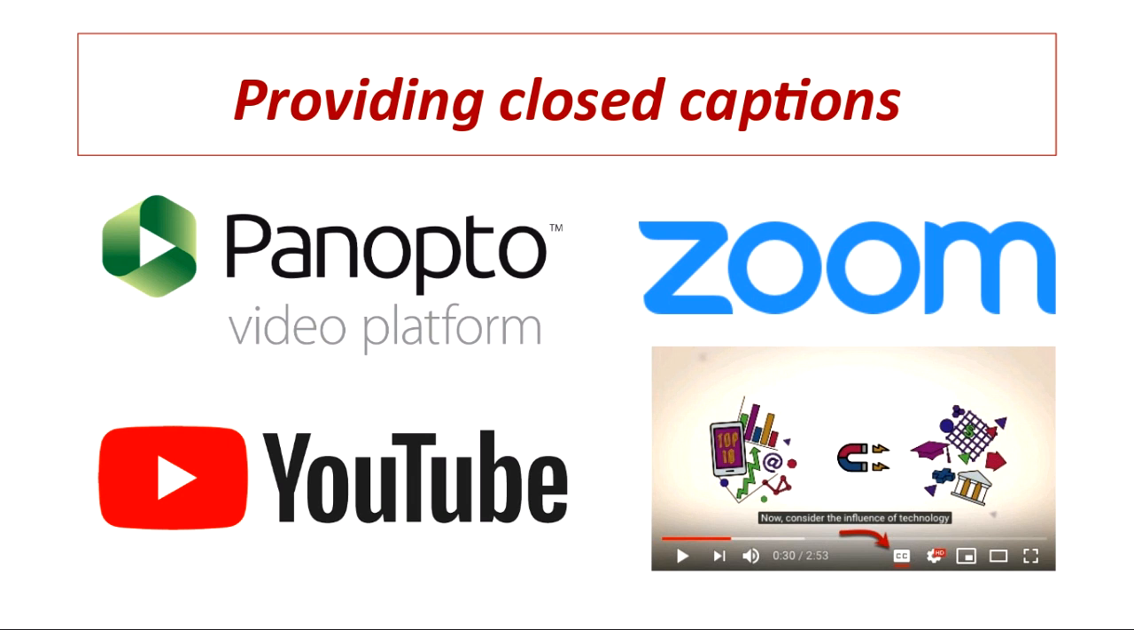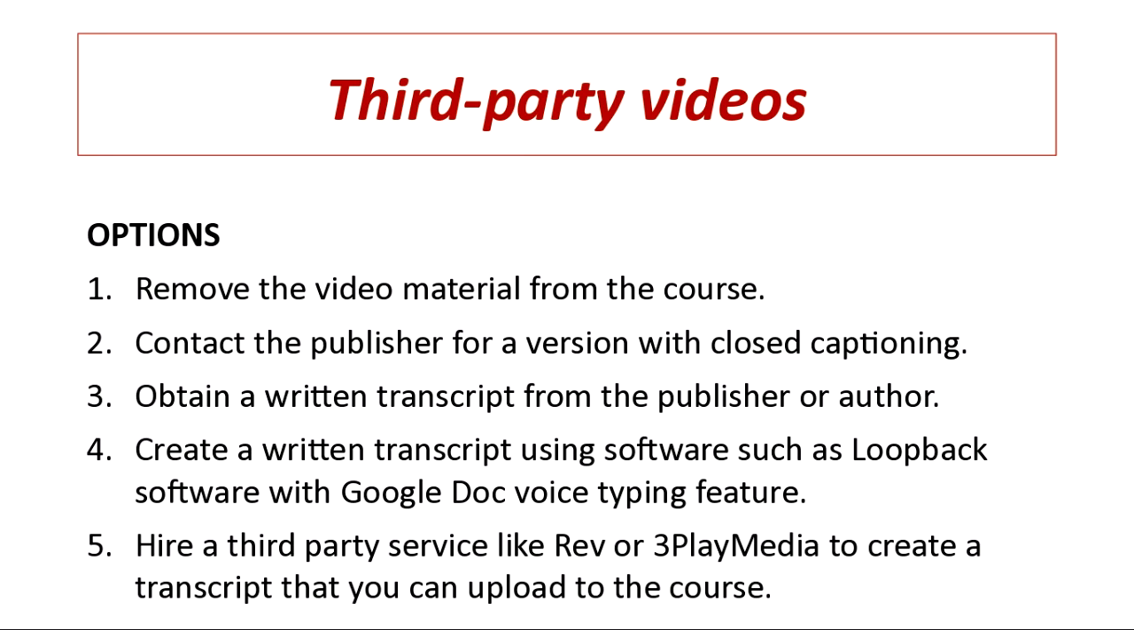YouTube, Zoom, and Panopto all use speech recognition technology to automatically create closed captions for your videos. Quality depends on how effectively the computer-generated algorithms are able to understand the words and convert them to text. In some cases, it is up to 95% accurate, but in most cases, it's only about 50 to 85% accurate. So you will need to go in and make edits to those captions to make sure that they meet the 99% accuracy minimum requirement.